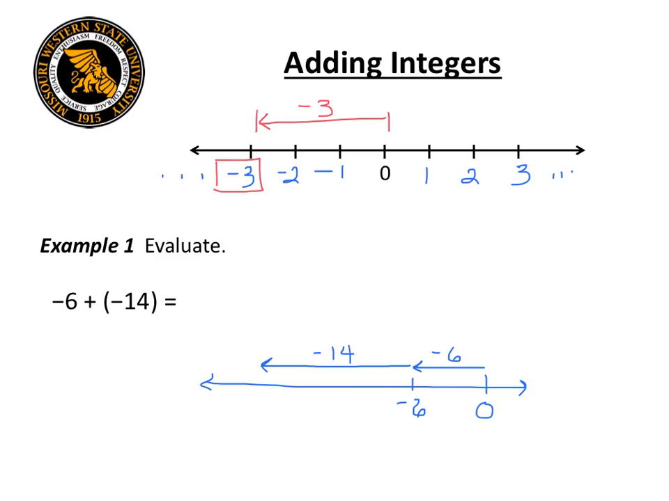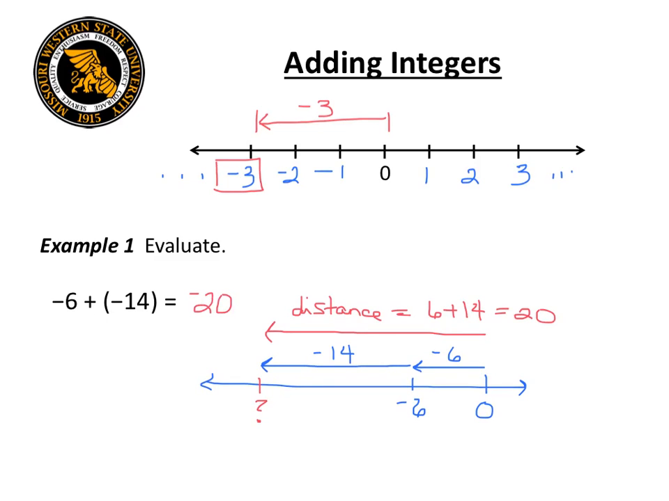Our answer is determined by our final location. So notice that we are now located to the left of 0, which means that our answer will be negative. To determine the exact location to the left of 0, we need to determine the total distance from 0. And to do that, we take 6 plus 14, the total units moved to the left, giving us a total distance of 20 and a final answer of -20, since we are located to the left of 0.